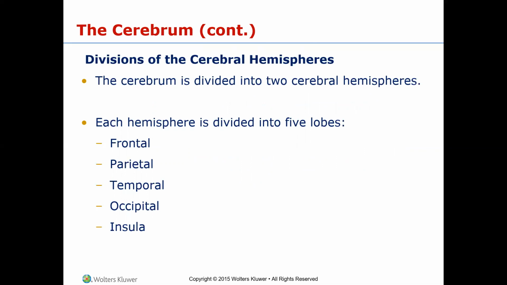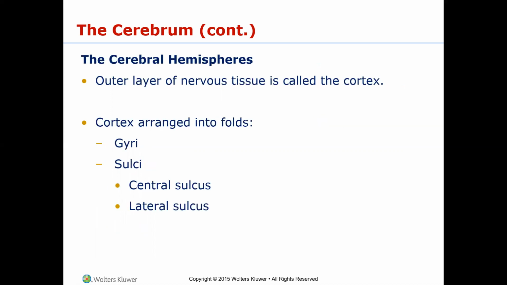The frontal being in the front, the parietal are on either side of the central sulcus, and then we have the temporal, which are above, like our ears, the occipital, which is in the back, and then there's another one called the insula, which is deeper within the hemispheres, and we're not really certain of the function of the insula.